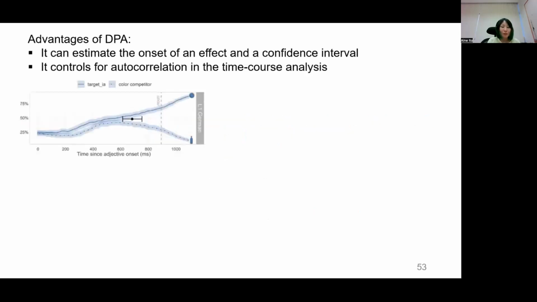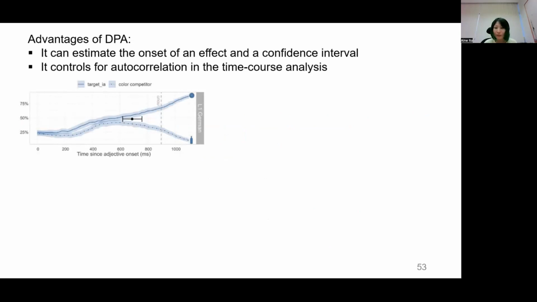The advantage of the divergence point analysis for TPA is that it can estimate the onset of an effect and the confidence interval. So you can actually compare the effect across different conditions. And it controls for the autocorrelation in the time course analysis.